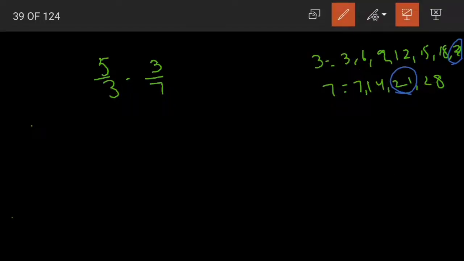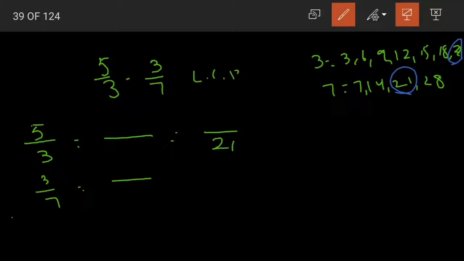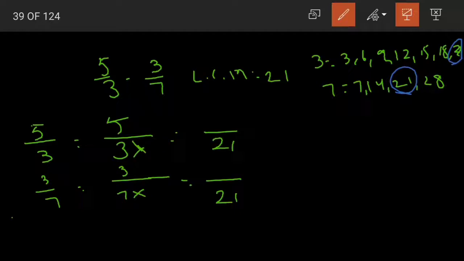So what is our LCM here? 5 by 3, 3 by 7 is equal to, what should be the denominator now? LCM is equal to 21. So the denominator should be 21. Yes, children? Now what should I multiply 3 with to get 21? 3 sevens are 21. So again multiply the same in the numerator. 5 sevens are 35. 3 sevens are 21. Now coming to 3 by 7. Now 7 into 3 is equal to 21. So 3 into 3. 3 threes are 9 and 7 threes are 21.